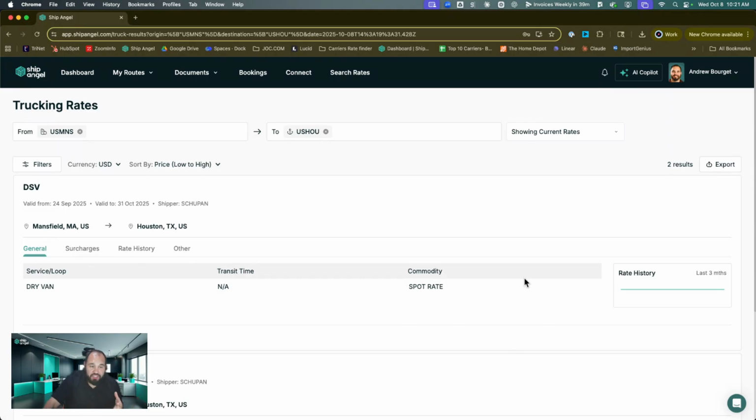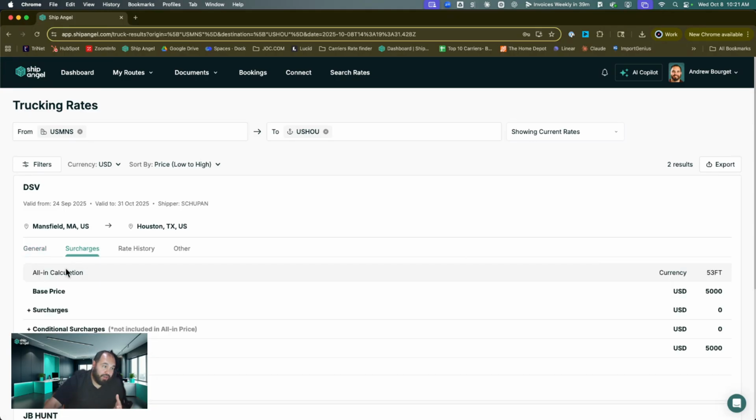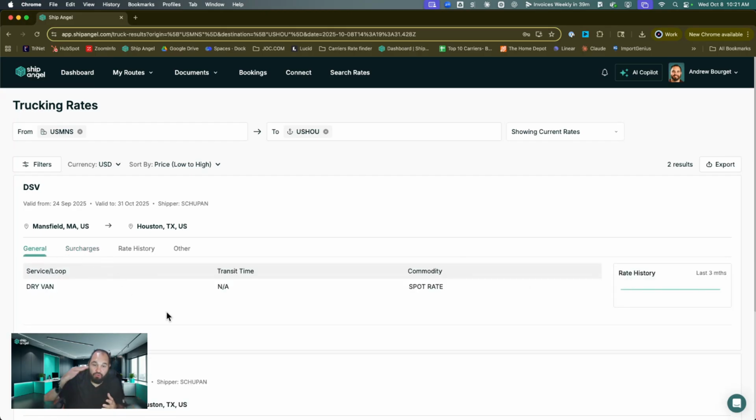I don't have access to rate history in email. I don't have access to the listed out surcharges. I don't have the ability to see how the rate has trended. Maybe it's a contractual rate over time. How has this rate changed over time based on the fuel percentage that changes every single week? All this information is difficult to manage in an email. It's a little bit less difficult in an Excel document, but inside the ShipAngel platform, it's extremely smooth and extremely easy to view and see.